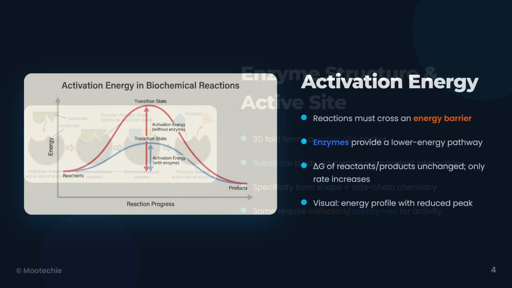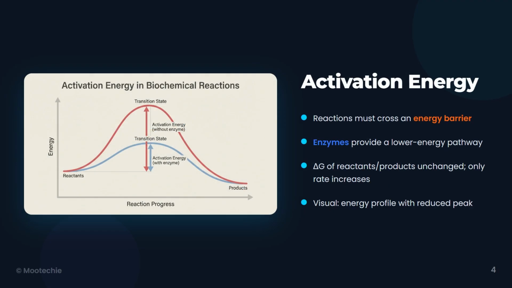Next, we explore activation energy and biochemical reactions. All reactions must cross an energy barrier. Enzymes provide a lower energy pathway. The overall change in free energy between reactants and products remains unchanged. Only the rate increases. The slide contains a graph with two curves.